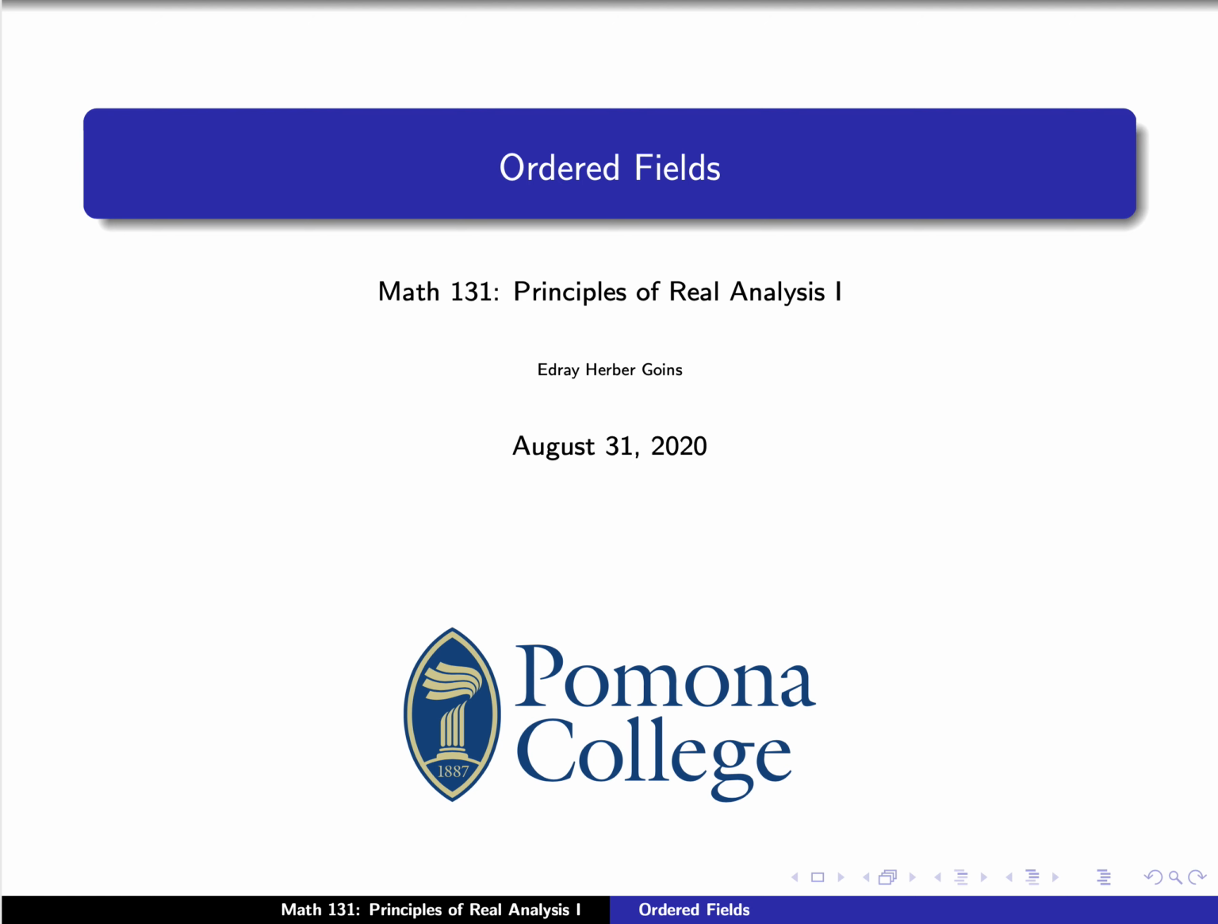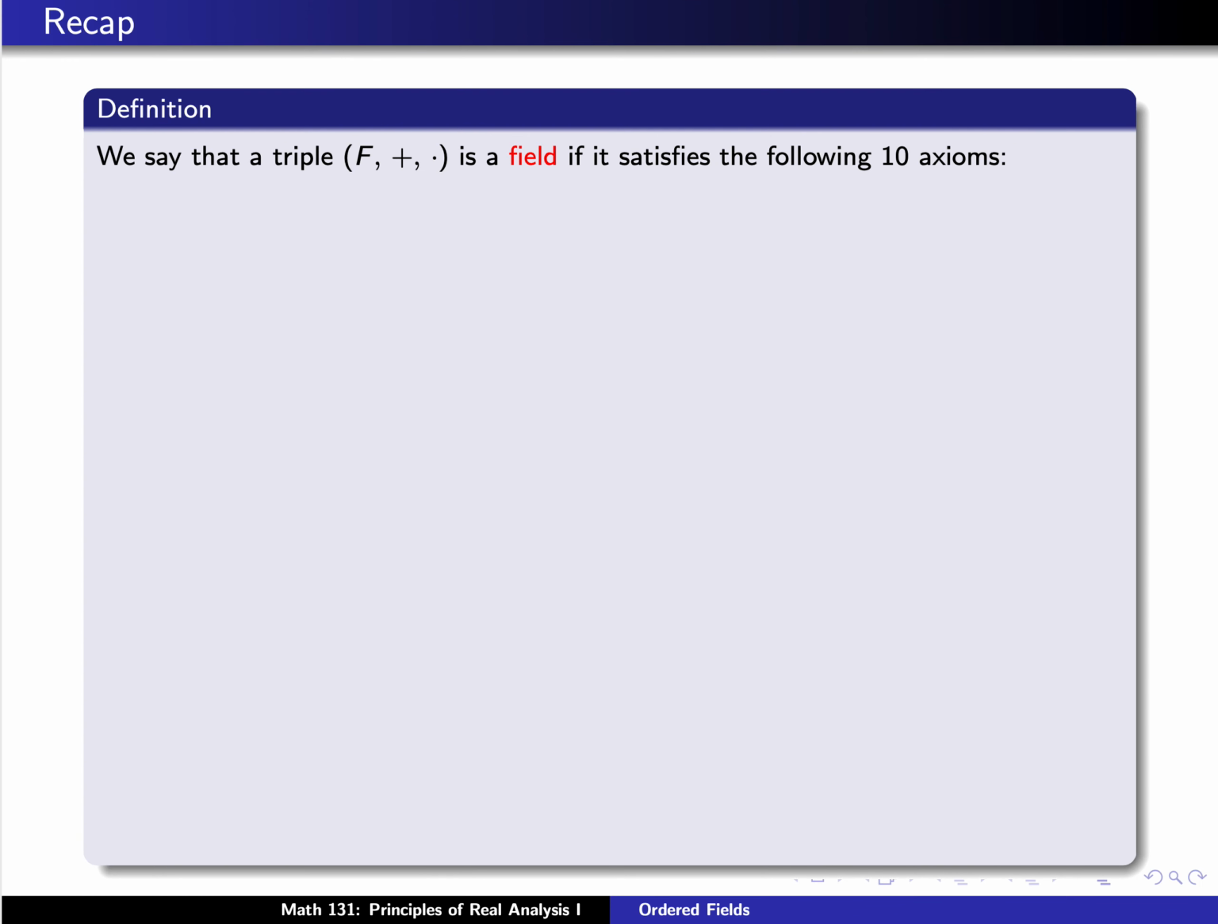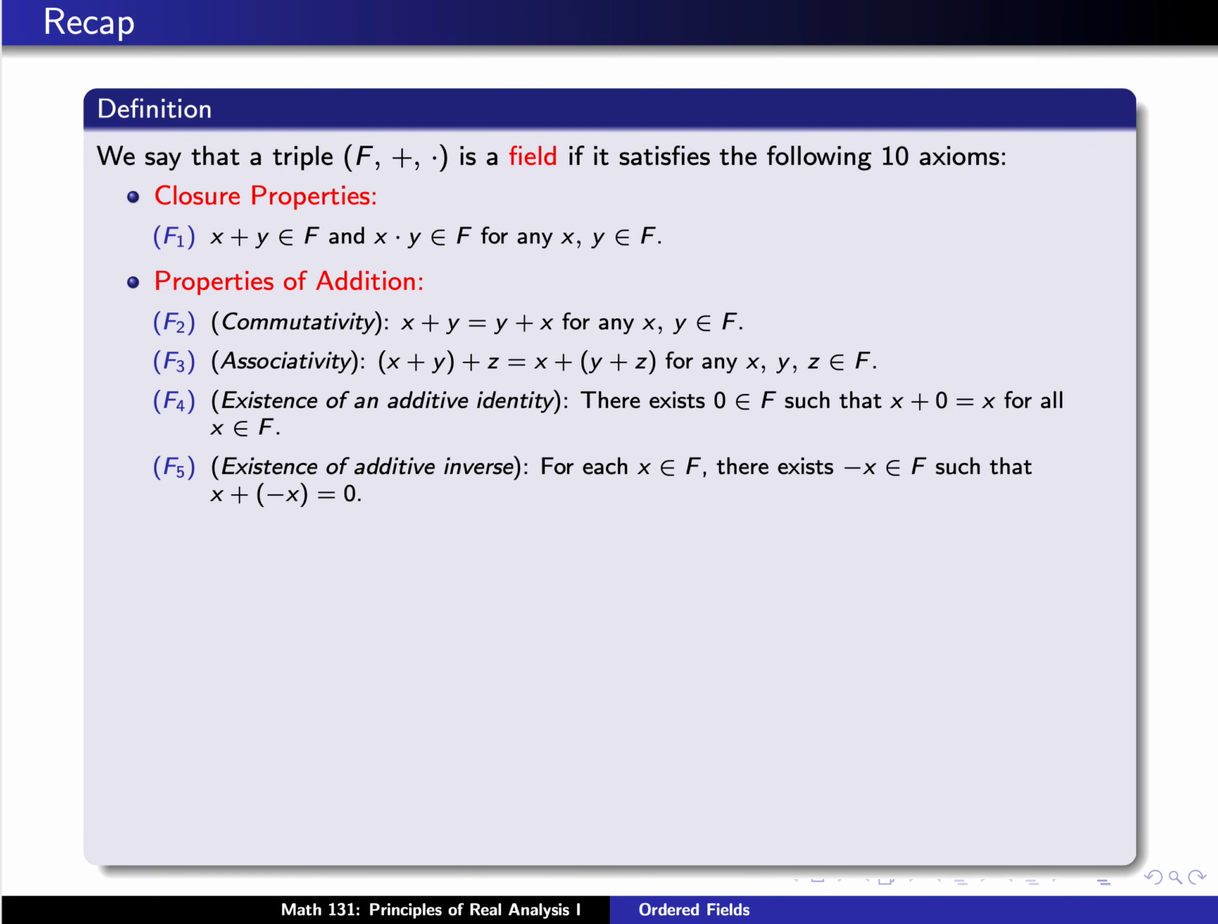Talk about ordered fields. To do so, let's first recall the definition of a field. We say that a triple, a set F, along with addition plus and multiplication dot, is a field if it satisfies the following 10 axioms. First, we need to make sure that it's closed under addition and multiplication.